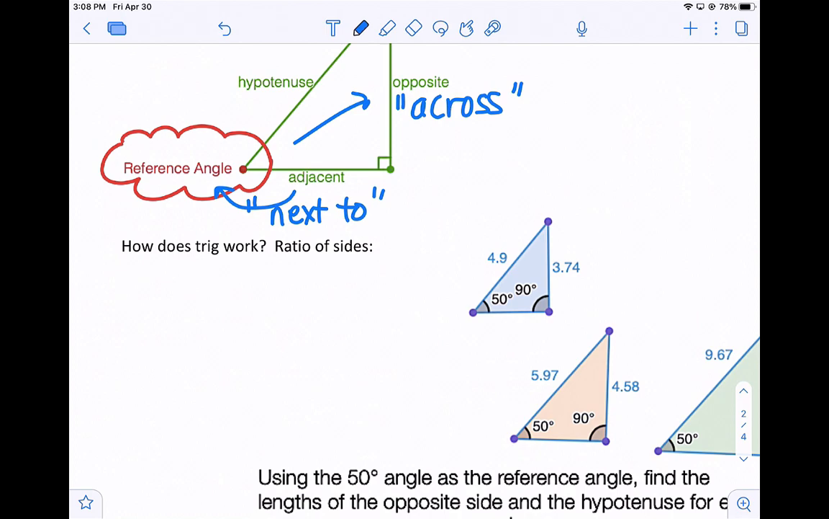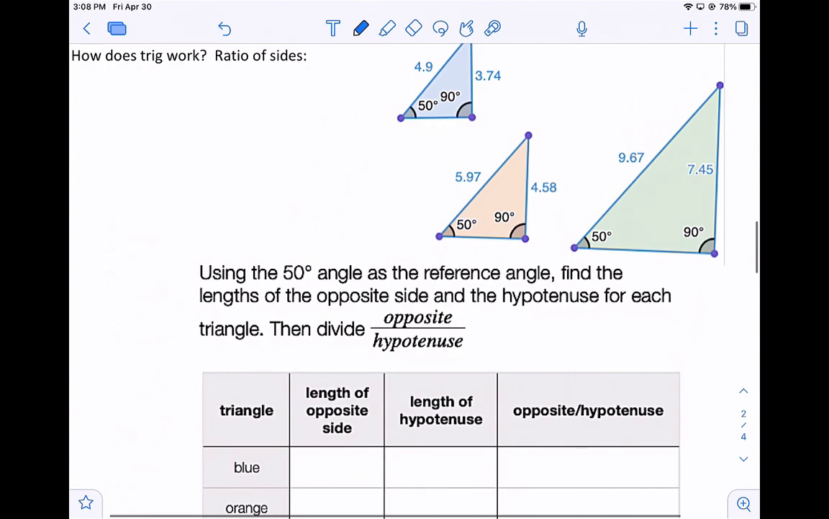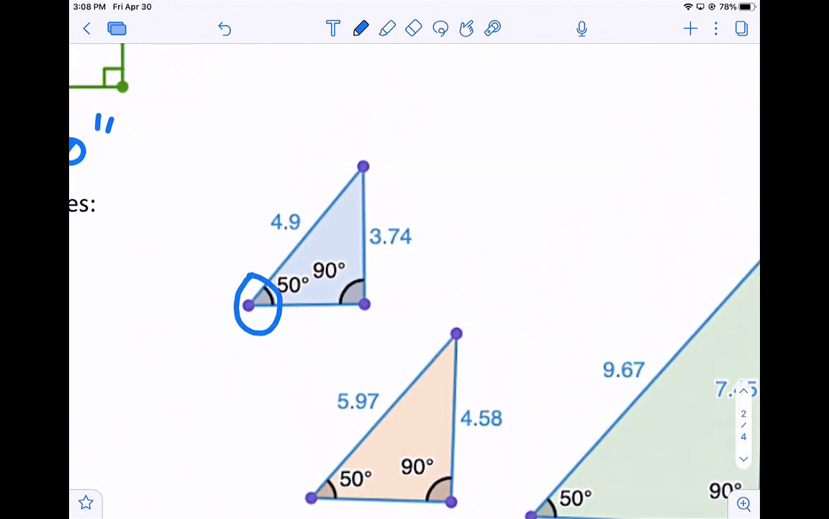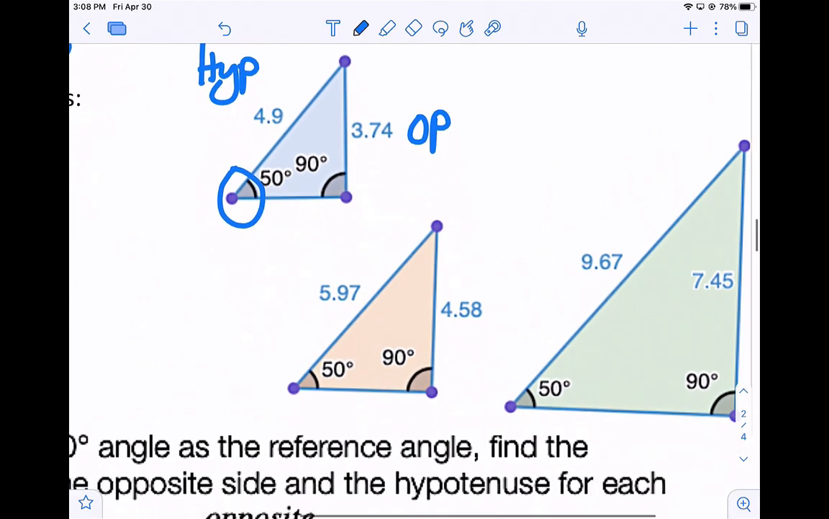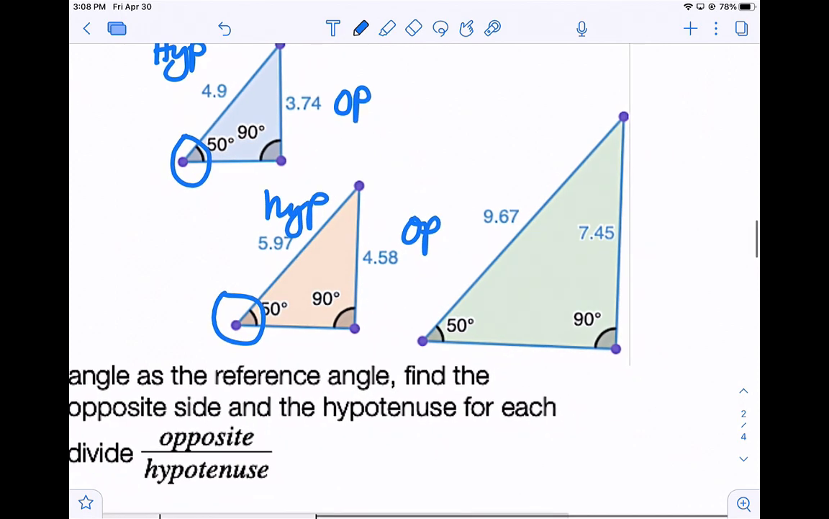So how does trig work? It all deals with ratios of sides of similar triangles. I have three triangles right here. They're similar, so the corresponding angles are congruent. The sides are different. We're going to take a look at what's true about the ratios of the sides. Using the 50-degree angle as the reference angle, find the lengths of the opposite side and the hypotenuse for each triangle, and then divide. We're going to find the ratio by dividing. Here's our reference angle, the opposite side is across from the angle, and the hypotenuse is the longest side. Here's our other reference angle, the opposite side, and the hypotenuse.